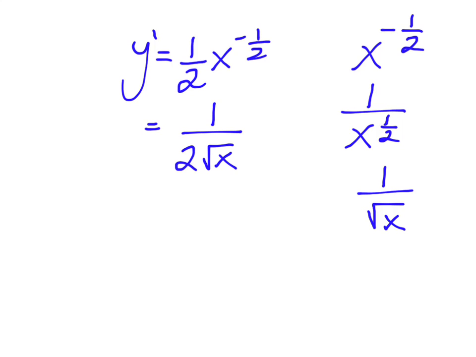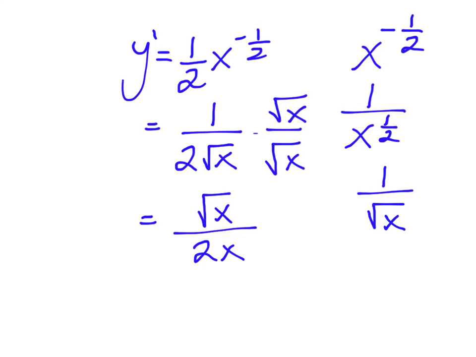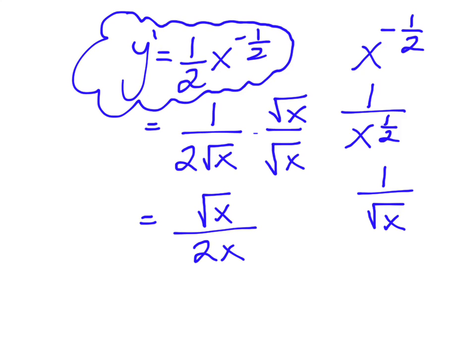Maybe your teacher might be strict on no roots in the bottom, but I haven't seen that very often with variables like this. If they did want that, then we have to multiply by root x over root x, and that would end up being root x over 2x. Now I wouldn't think that any teacher would want that, to be honest with you. I think probably the most useful form will be this one.